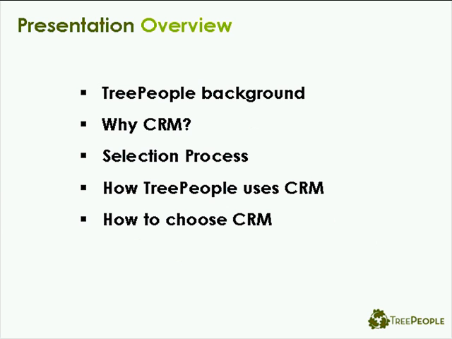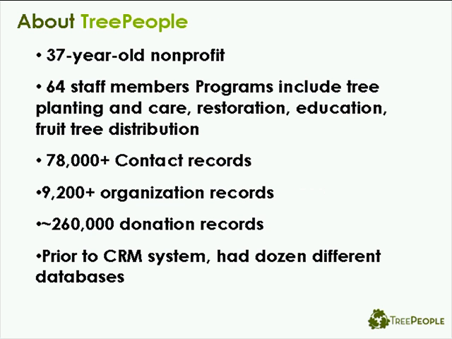So let's get started here with Tree People. We're one of the oldest tree groups. We're a 37-year-old nonprofit. We currently have 64 staff members, and our programs include tree planting and care, restoration, education, and fruit distribution, among others.